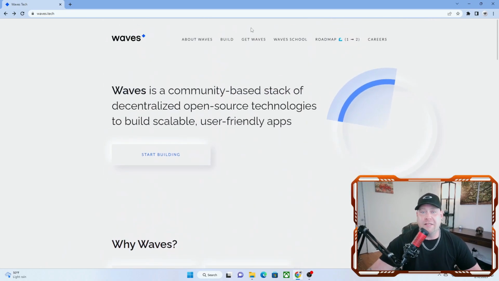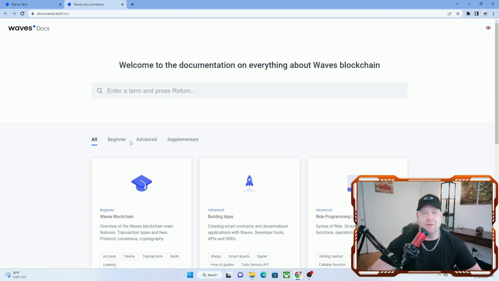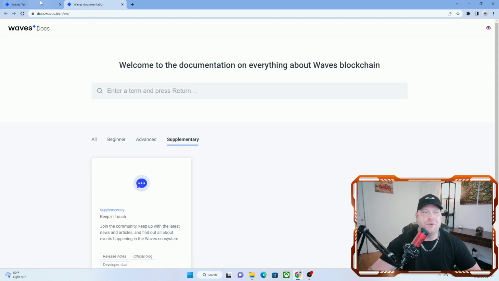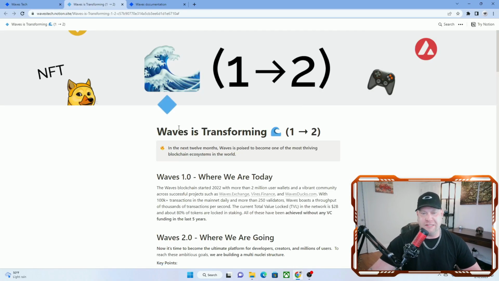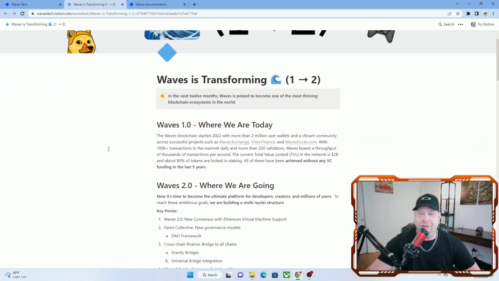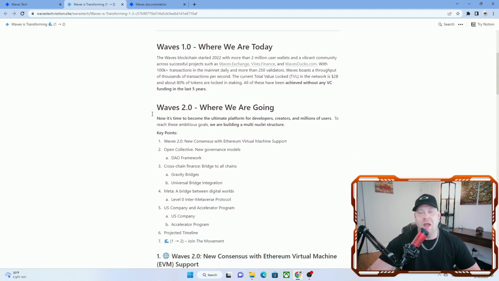All right, let's go over to build, which we already went on. These are all the build docs that we went over: beginner, advanced, supplementary, Wave School. And then finally, we're going to end with the roadmap and then close out the video. And here is the roadmap. I believe they already completed most of this roadmap because it starts all the way back in 2022, where they are today and where we are going.